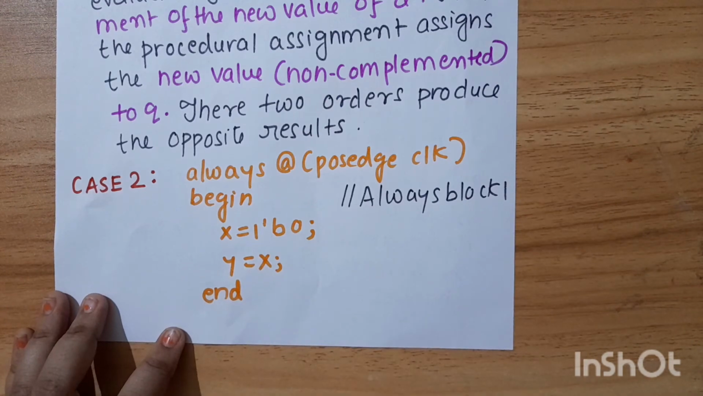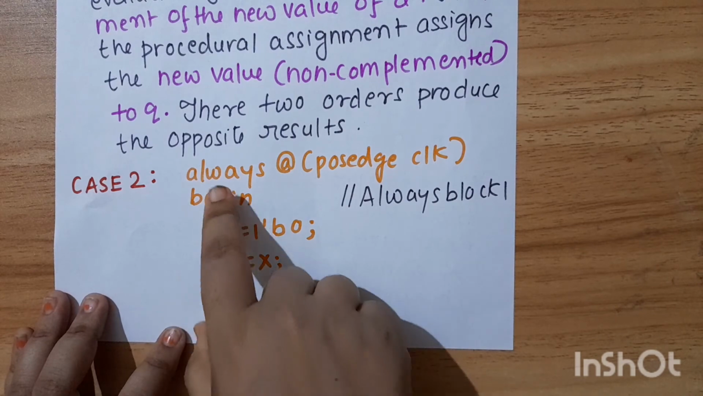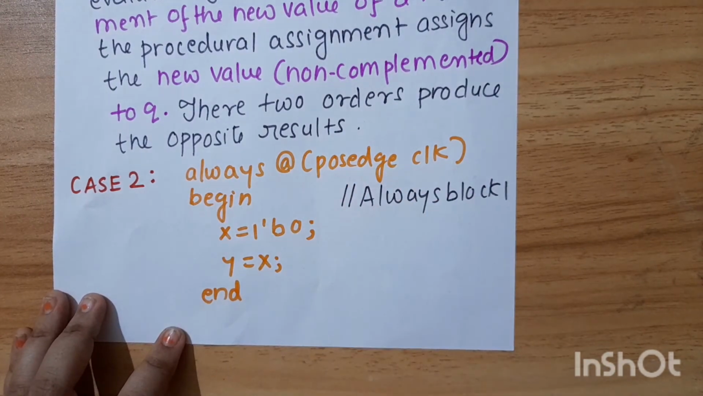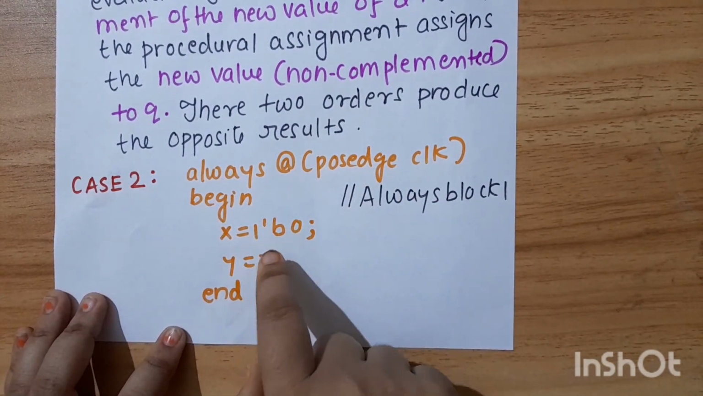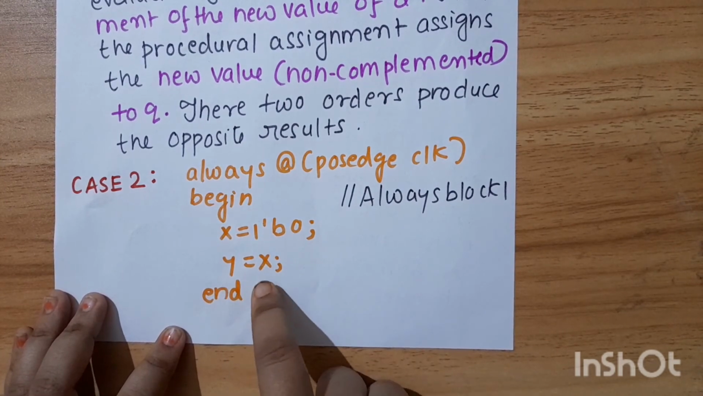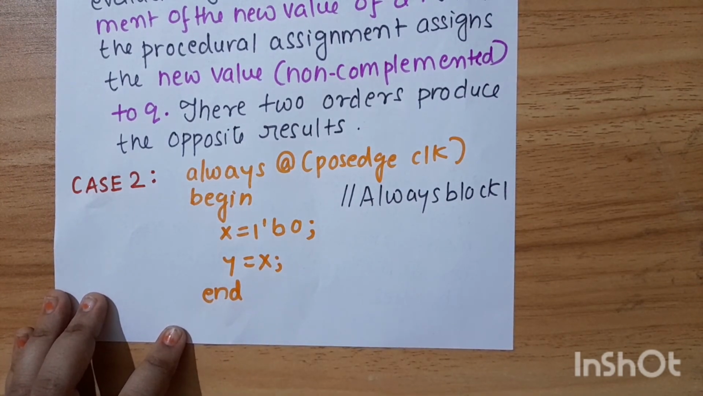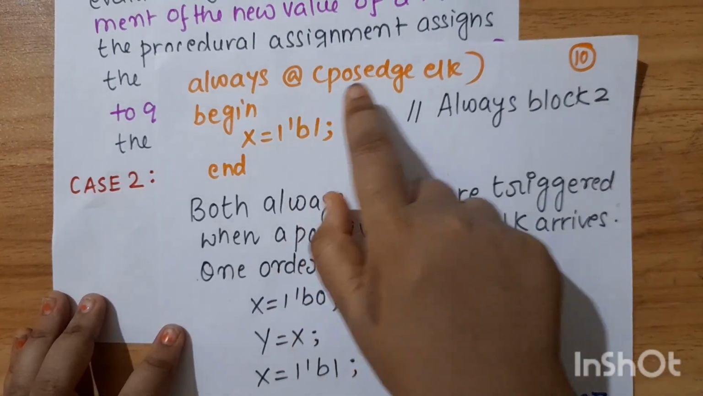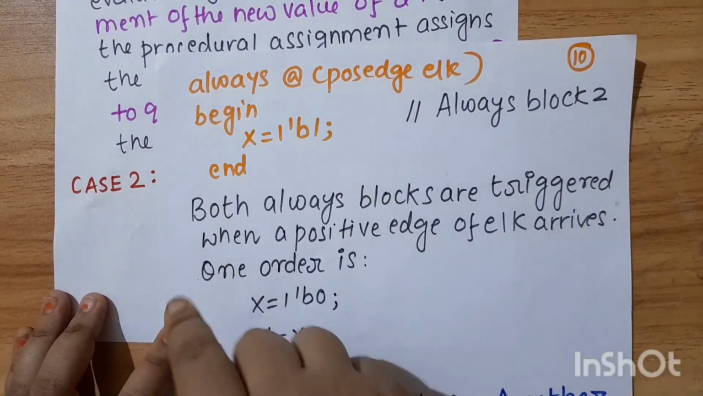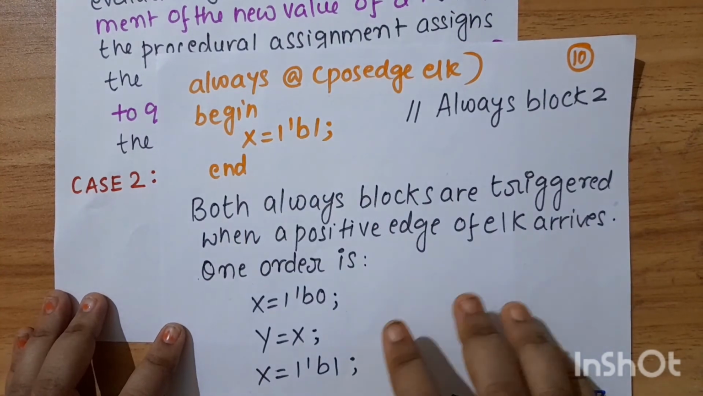Now here is case 2. Here is another set of events which is non-deterministic. always @(posedge clock) begin x = 1'b0; y = x; end. This is one always block. There is another always block: always @(posedge clock) begin x = 1'b1; end.